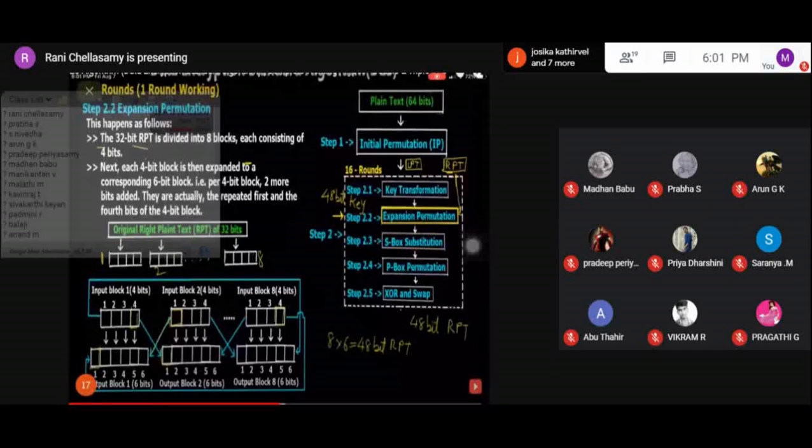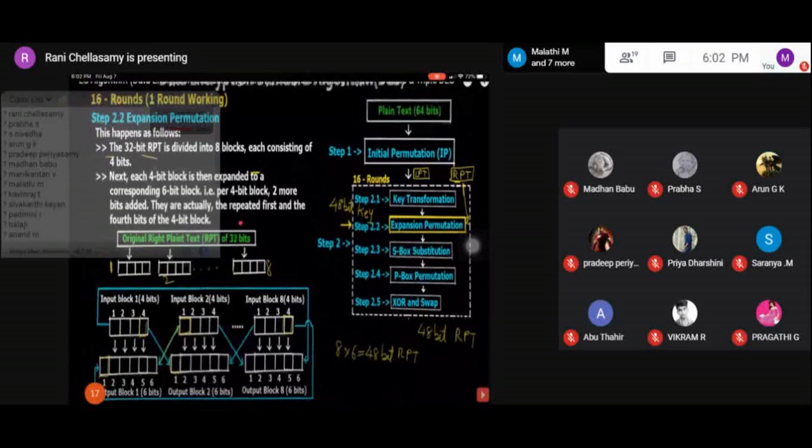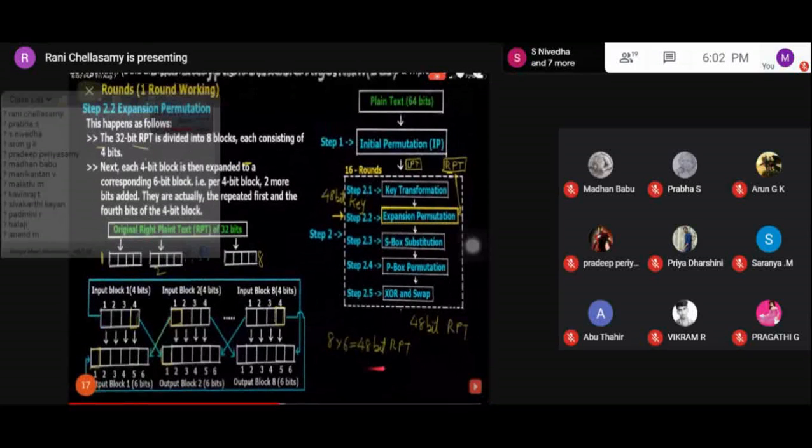So in this expansion permutation, we are dealing with only the 32 bits of the RPT. This 32 bits is divided into 8 blocks, so each block is going to have 4 bits. That gets expanded to 8 blocks, and in each block you will have 6 bits. So 8 into 6 bits, it gets expanded as 48 bits. So the 32-bit is expanded to get the output of 48-bit RPT. Okay, fine. Let's move on to the next step, 2.3.